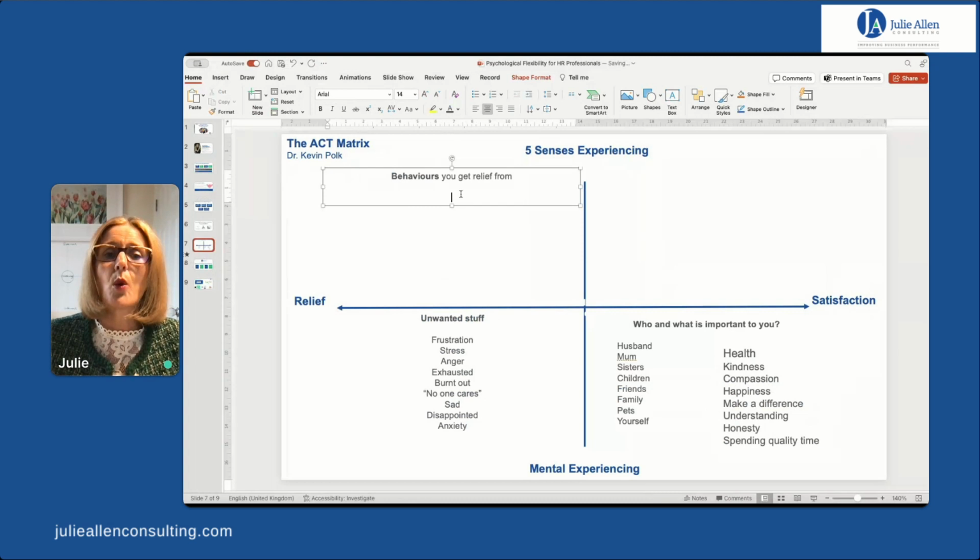So if we look at, well, what relationship do I have with those thoughts and feelings? I'd love to hear from you in the chat box again about what are the things that you might do when frustration, stress, anger, exhaustion, feeling burnt out, feeling sad, feeling disappointed, and feeling anxious. What are the things you do to get rid of those feelings? So let me take the first one, frustration.